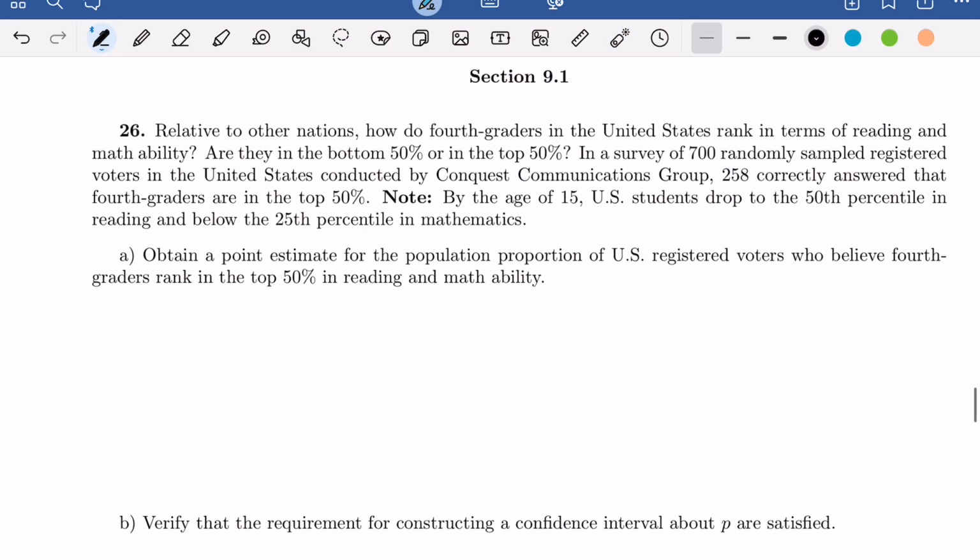Now that is given by p hat here, and this is going to be x over n, where x is the number of individuals in the sample with a specified characteristic. And in this case, that's the registered voters who believe fourth graders rank in the top 50%. And then we know that n is our sample size. So in this case, our point estimate, the sample proportion, this p hat, is going to be 258 out of 700. This is going to be approximately 0.369. Pretty simple for that one.